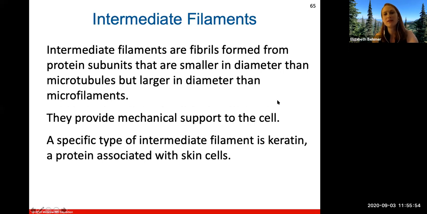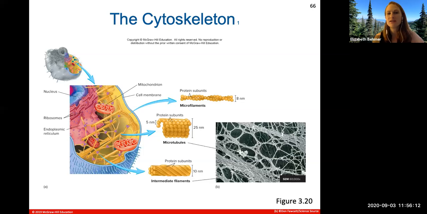Then intermediate filaments are the third type. They provide mechanical support to the cell, and a specific type of intermediate filament is keratin, which we've talked a little bit about. And that's a protein associated with your skin cells to provide protection. So these are the cytoskeleton and what they look like.